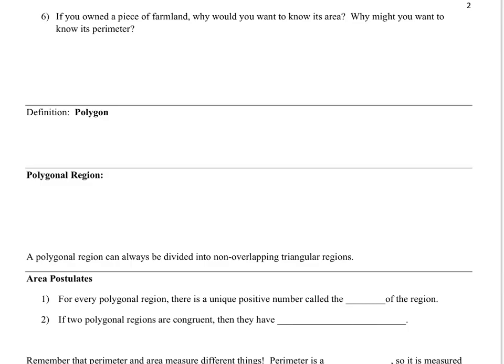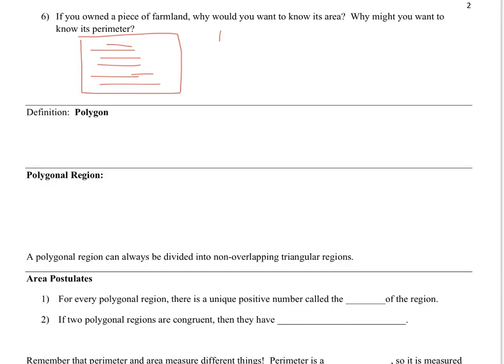Okay, number 6, if you owned a piece of farmland, why would you want to know its area? So if you owned farmland and say you were growing crops in the farmland, then you'd need to know how much area there is to know how much to plant. And knowing the area will give you an idea of what kind of produce you'll be able to plant and how much.